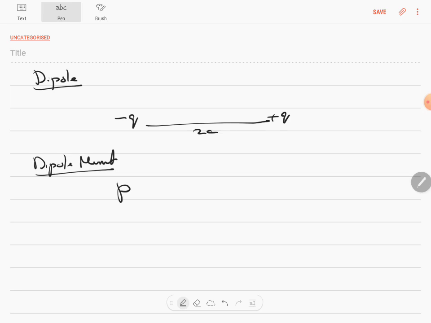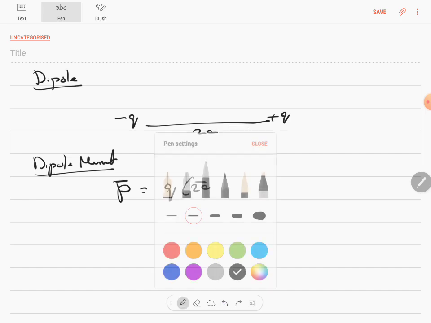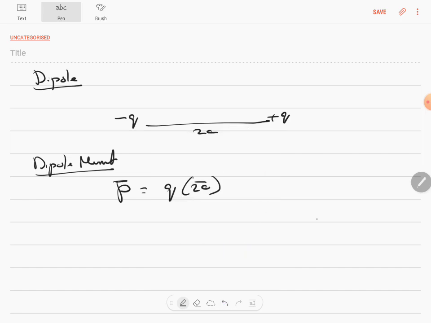The dipole moment is represented by capital P. It's either of the charges into the separation between them. It's a vector because 2a is a vector, and the direction of the dipole moment is from negative to positive. Just remember that the electric field is from positive to negative, but the dipole moment is from negative to positive. So 2a is a vector, so the dipole moment is a vector. Its SI unit is coulomb meter.